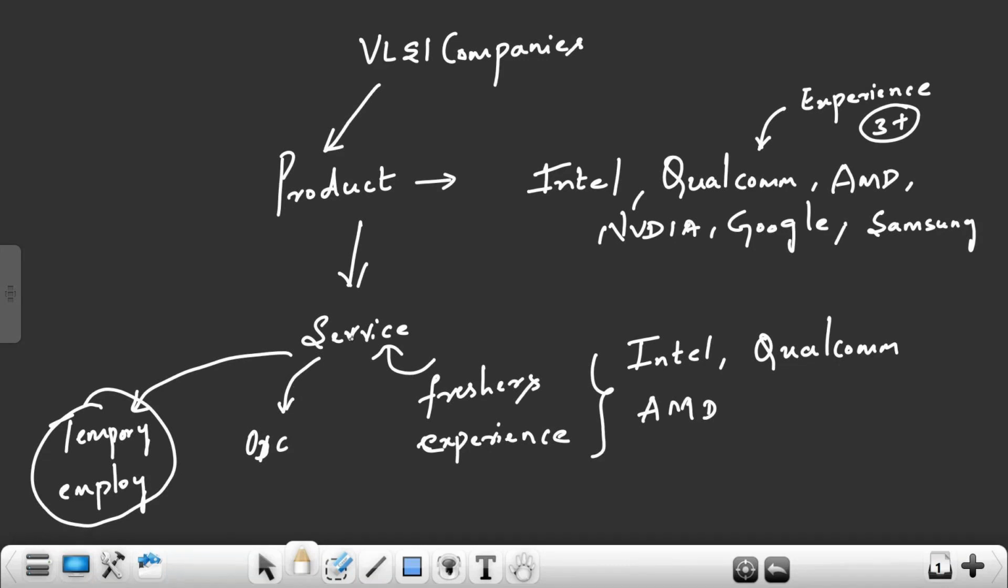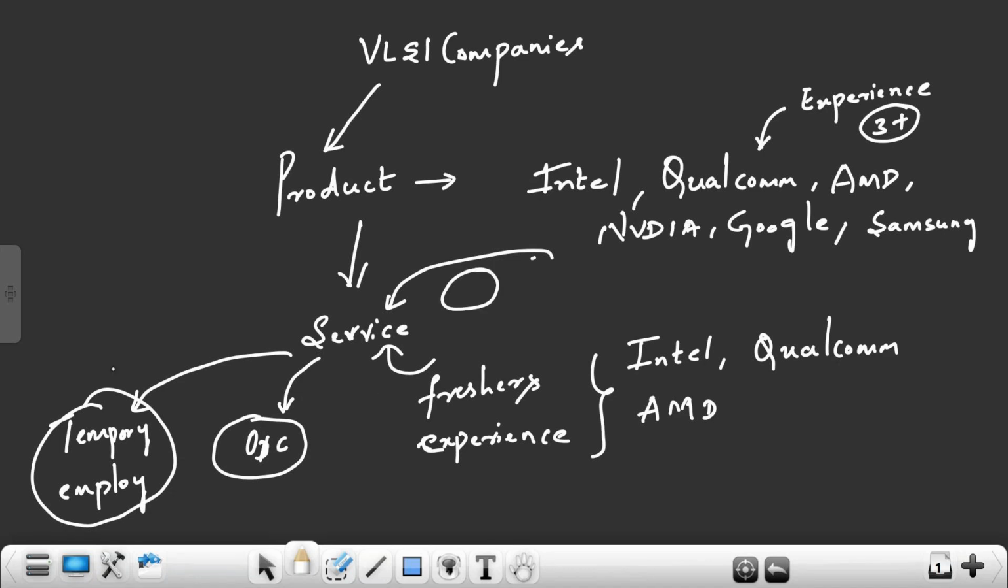Even though you are in a service-based company, right? One more thing is called ODC. ODC means the entire project of some of these product-based companies is given completely to a particular service-based company. Complete project is given to what? Service-based companies. You take your employees and complete the entire project.